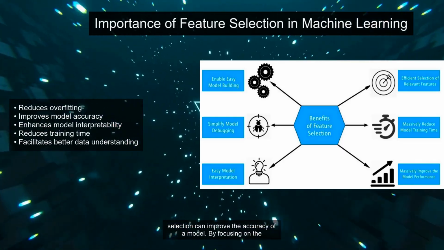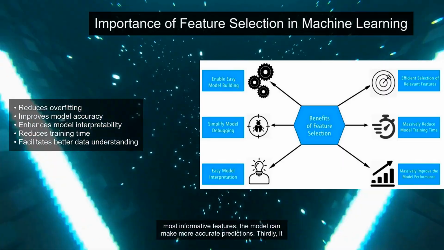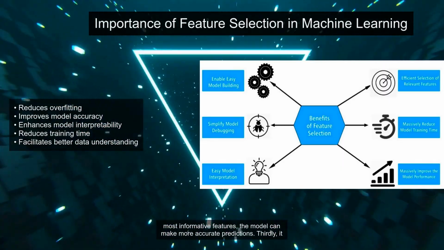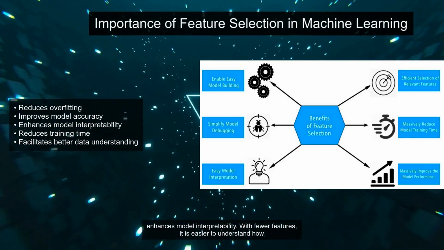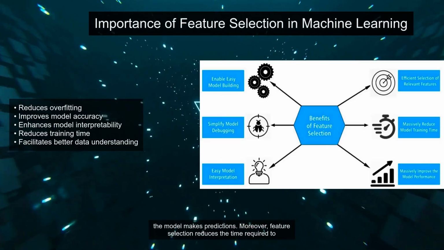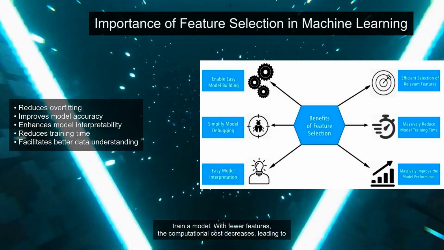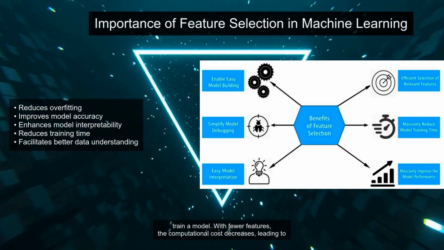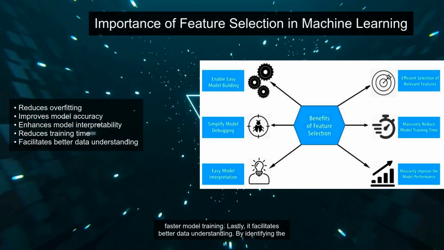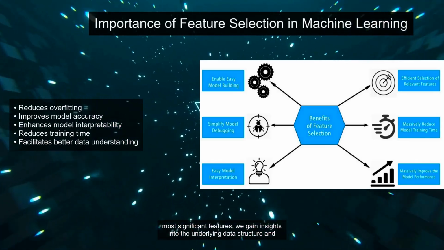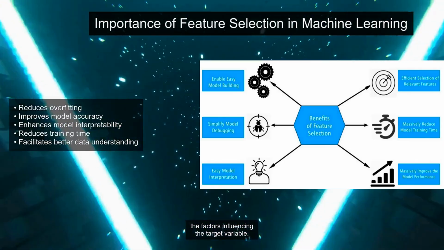Secondly, feature selection can improve the accuracy of a model. By focusing on the most informative features, the model can make more accurate predictions. Thirdly, it enhances model interpretability. With fewer features, it is easier to understand how the model makes predictions. Moreover, feature selection reduces the time required to train a model. With fewer features, the computational cost decreases, leading to faster model training. Lastly, it facilitates better data understanding. By identifying the most significant features, we gain insights into the underlying data structure and the factors influencing the target variable.